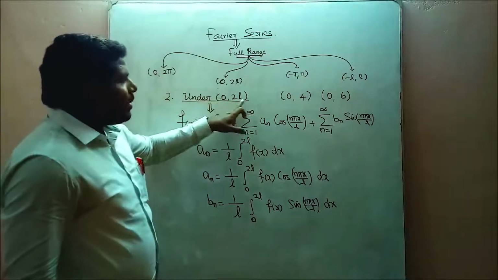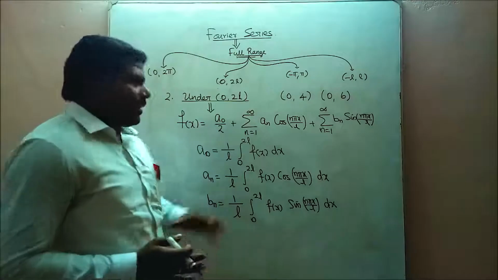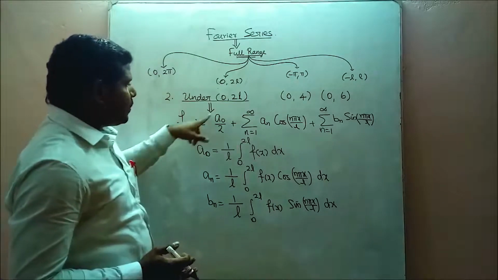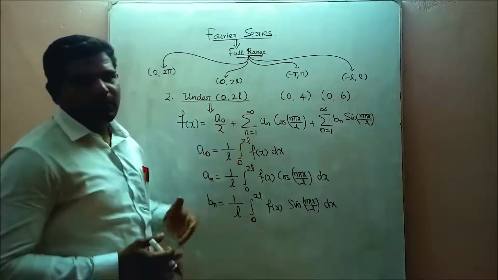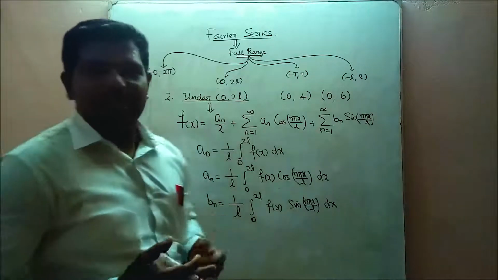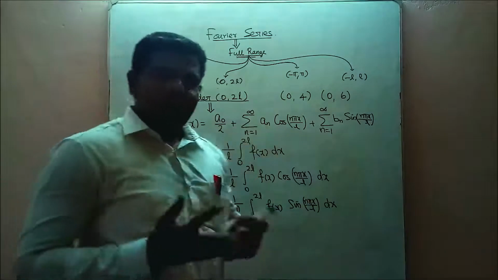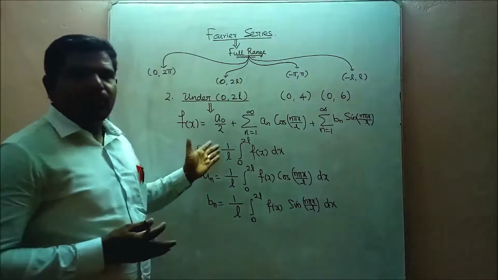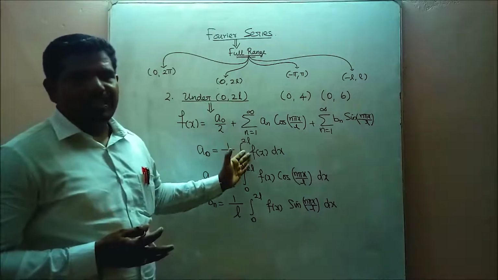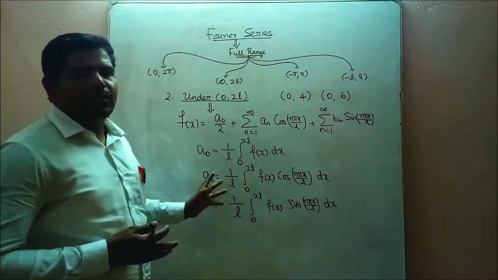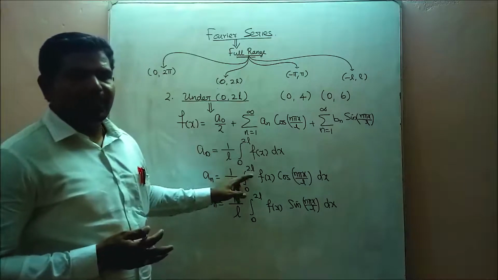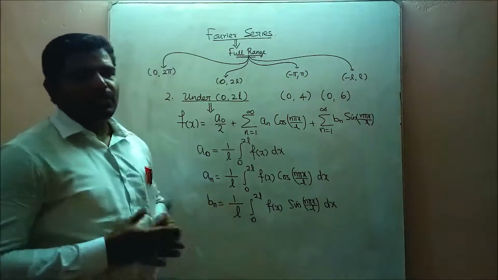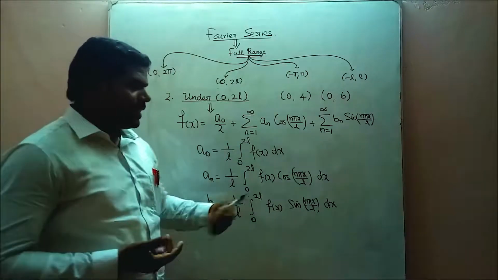Once you identify the range 0 to 2l, you can immediately write the formula for the Fourier series: f of x is equal to a0 by 2 plus sigma n is equal to 1 to infinity an cos n pi x by l plus sigma n is equal to 1 to infinity bn sin n pi x by l. So a0 is equal to 1 by l, integral 0 to 2l, f of x into dx. an is equal to 1 by l, integral 0 to 2l, f of x cos n pi x by l into dx. bn is equal to 1 by l, integral 0 to 2l, f of x sin n pi x by l into dx.